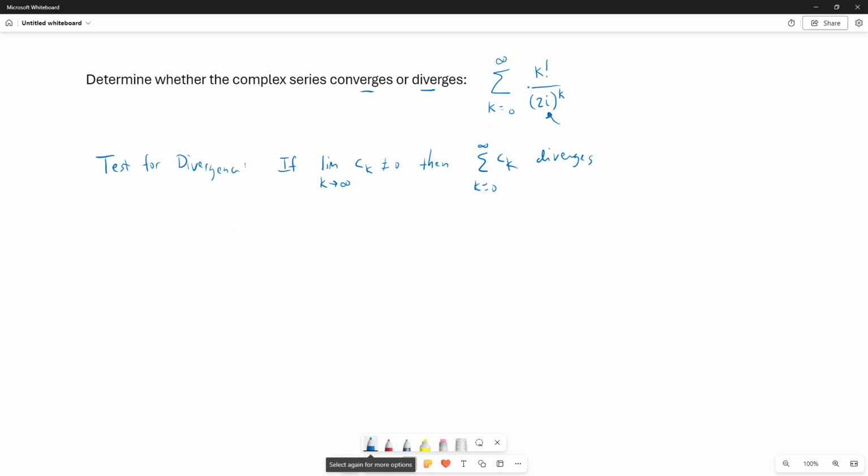So here we're going to show that the limit as k goes to infinity of k factorial over (2i)^k is not 0. Our c_k's are the summands here, the terms in our series. So how do we know this limit is not 0? Well, we're going to compute the limit as k goes to infinity of the modulus of this quantity. And if the modulus doesn't go to 0, then the number inside there doesn't go to 0.